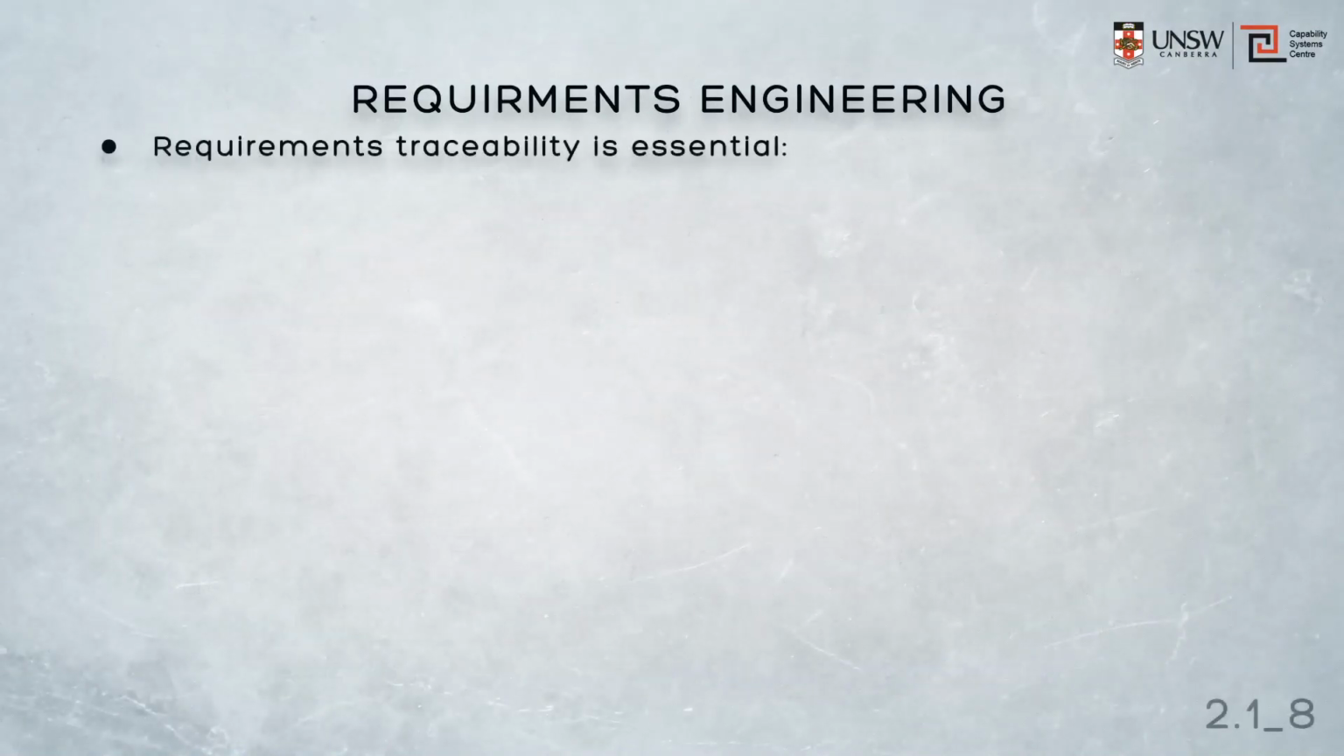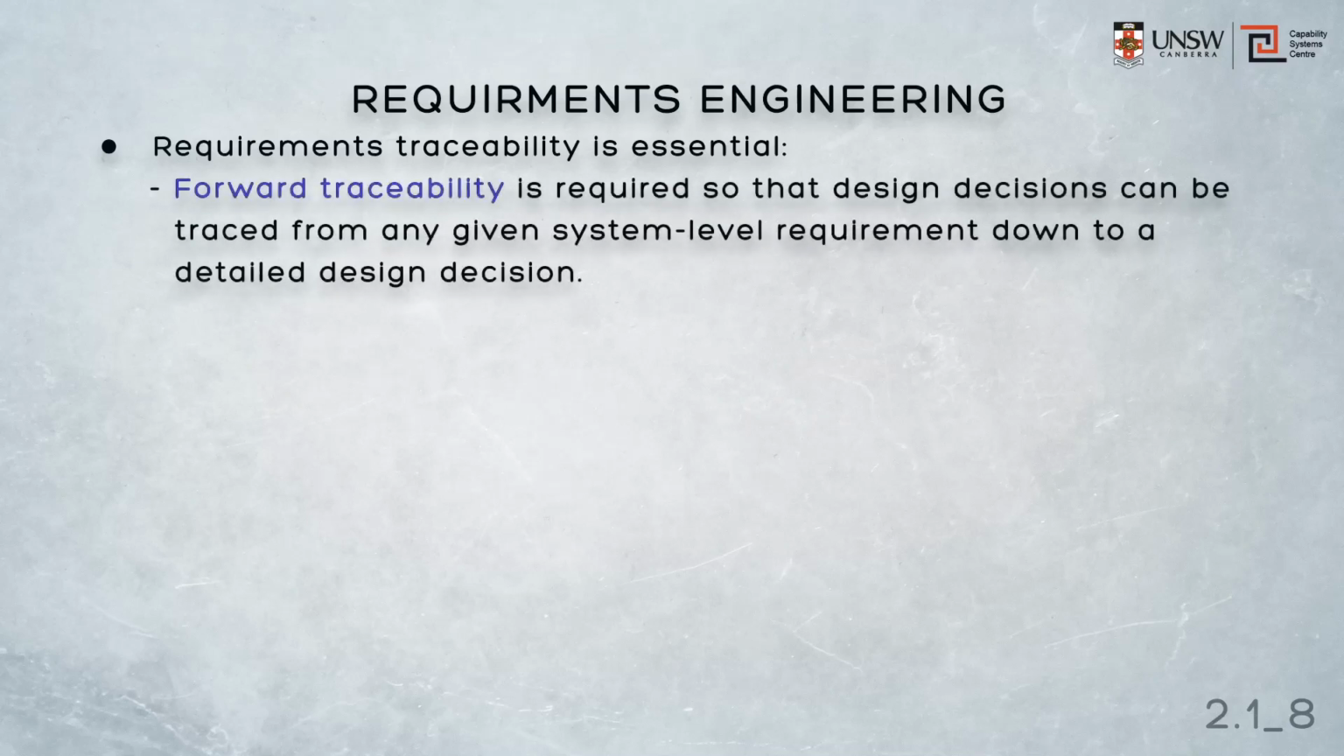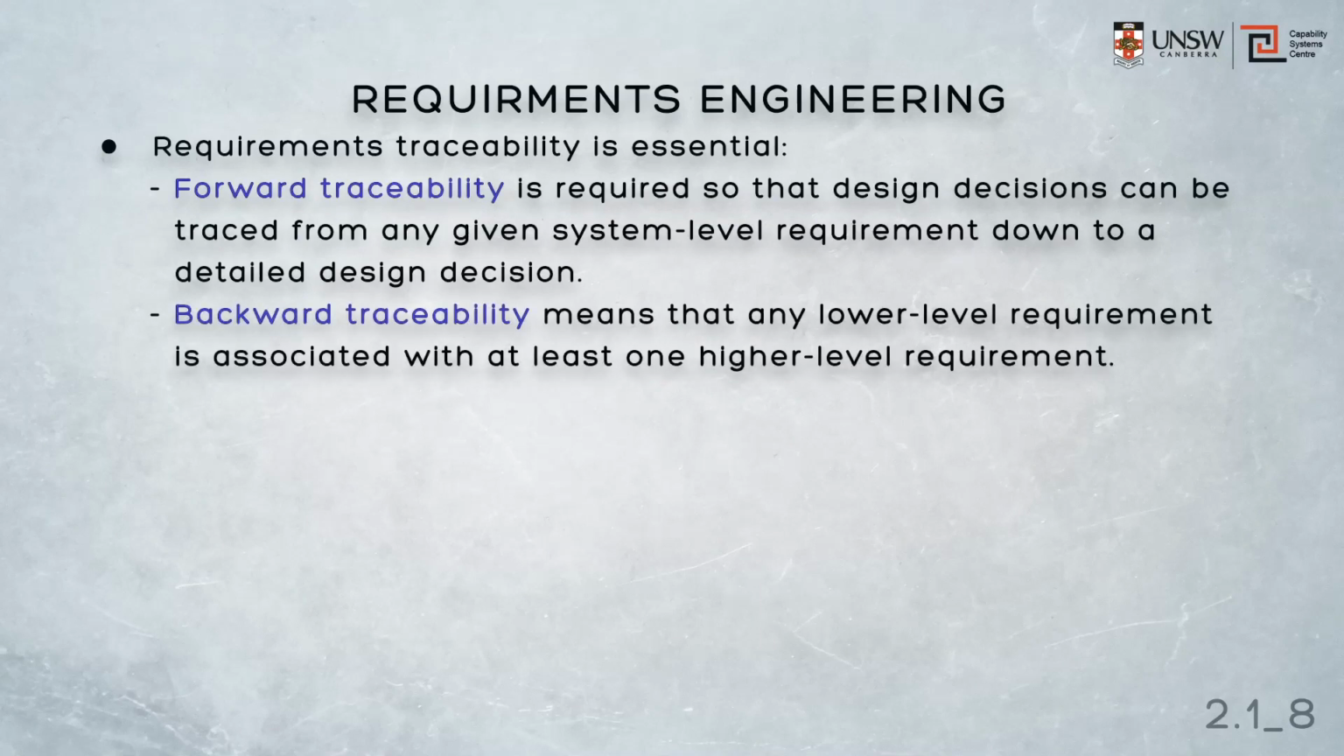As part of requirements engineering, we'll see later requirements traceability is essential. We have two sorts of traceability, and both allow us to trace design decisions from any level to any other level. Design decisions that are traced from the system level down to the detailed design decision we call forward traceability. And similarly, any individual design decision must be able to be justified by being associated with at least one high-level requirement. We call that backward traceability.